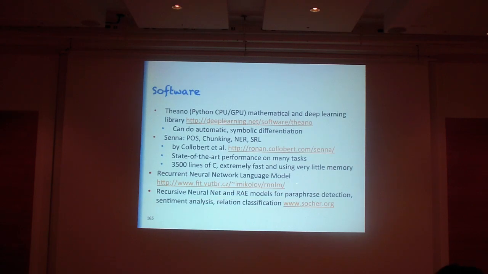Then I mentioned pretty strong results obtained with a recurrent neural network on GitHub. You can also get this code from this web page. And finally, you can also get the code for the recursive neural net and the recursive autoencoders from Richard Socher's web page.